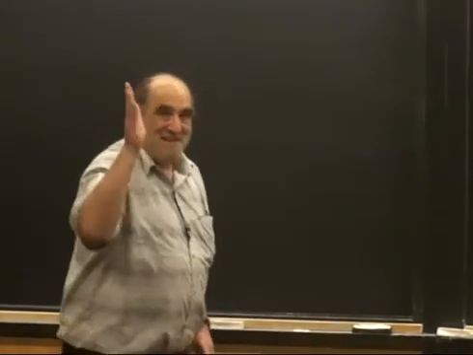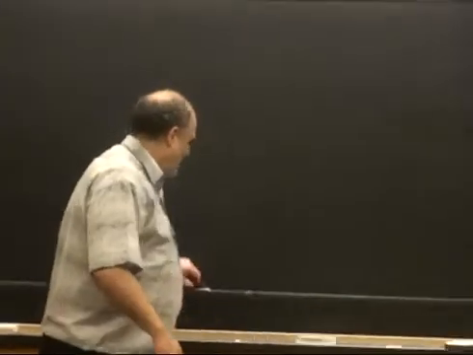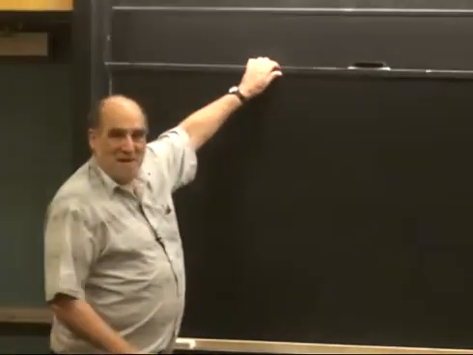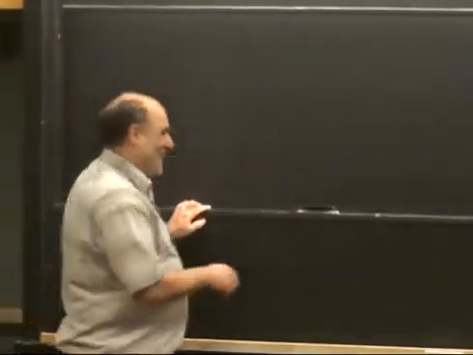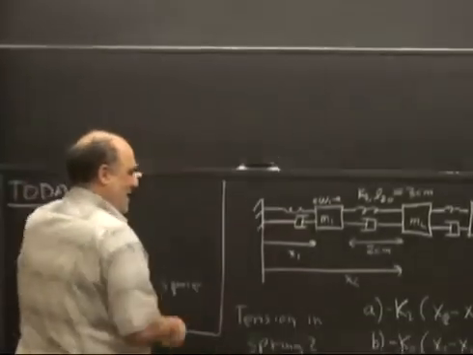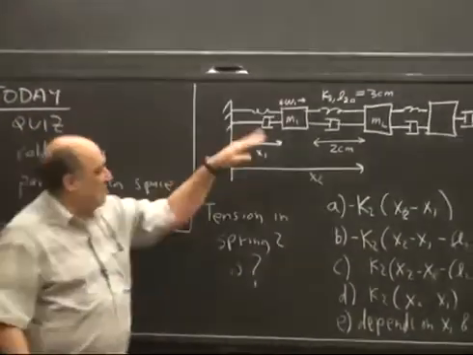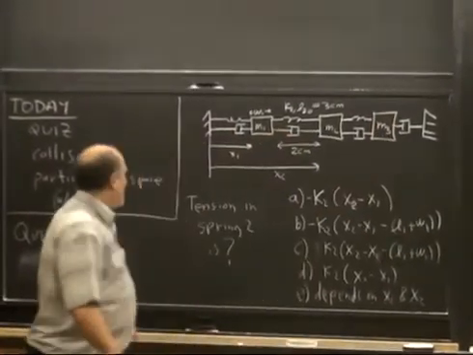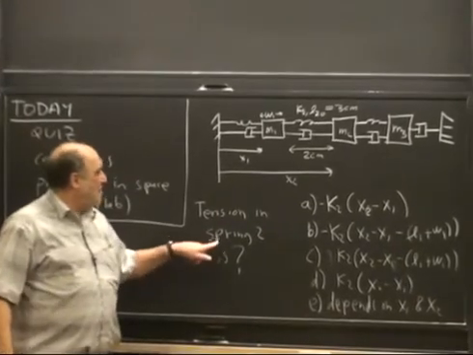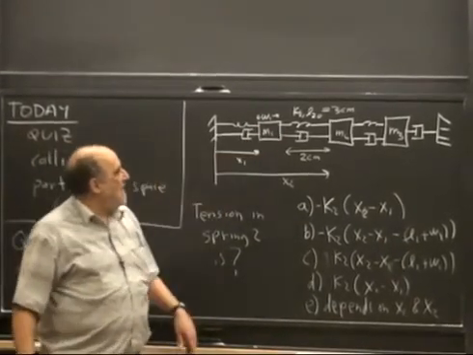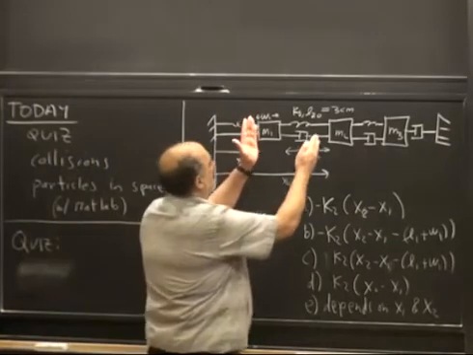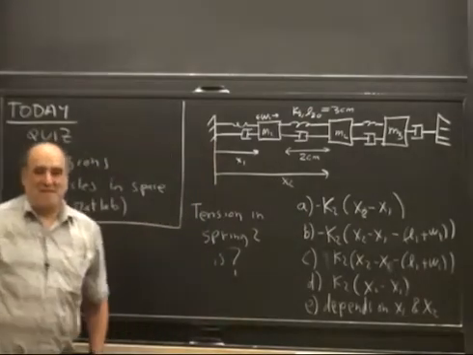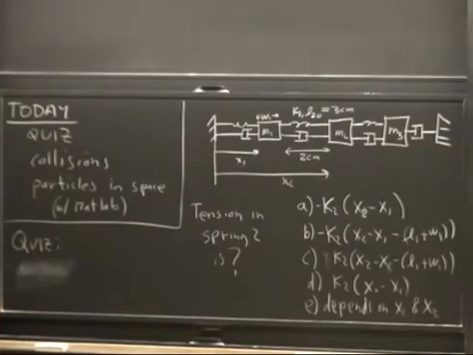Everybody out in TV land, see if you can answer this question. This is your nightmare. Please answer this question. Okay, we have this chain of springs and blocks and dash pots and stuff all over the place. And the question is what is the tension in spring 2? This is spring 2. At the current instant, this distance is 2 centimeters, and the relaxed length of the spring is 3 centimeters. At the instant in question, this is the situation.